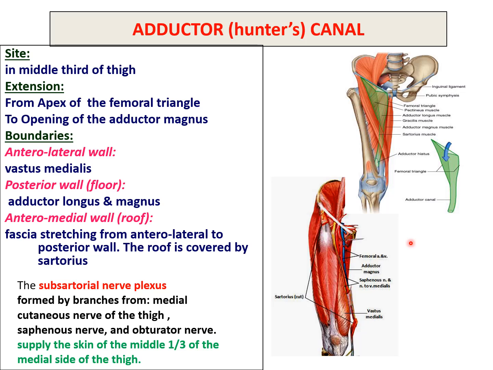Here we have a nerve plexus, which is called the subsartorial nerve plexus. It is formed by branches from the medial cutaneous nerve of the thigh, the saphenous nerve and the obturator nerve. This plexus supplies the skin over this part, which is the skin over the middle third of the medial side of the thigh.